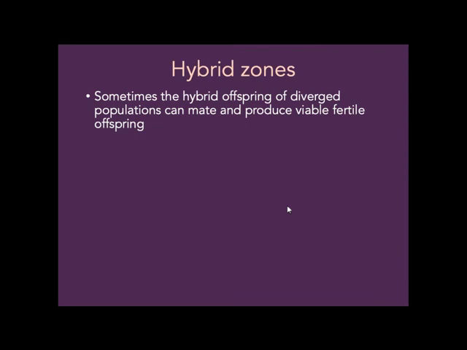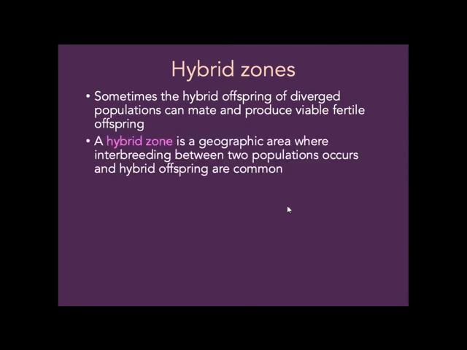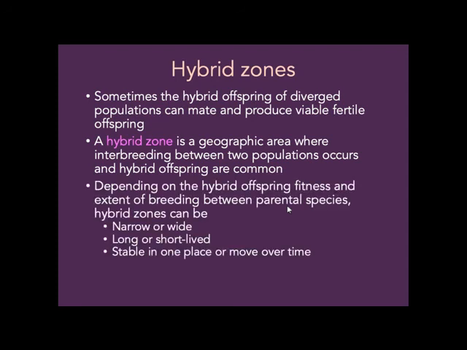All right, so sometimes hybrid offspring of diverged populations can mate and produce viable fertile offspring, and you end up with a hybrid zone. So that's a geographic area where interbreeding between the two populations occurs, and in that hybrid zone you tend to find hybrid offspring. So depending on the hybrid offspring fitness and how much breeding there is between the parental species, the hybrid zone could be very narrow or very wide. So I think maybe your book gave an example of a hybrid zone between two species of crows that was like 30 miles wide because crows fly really far.